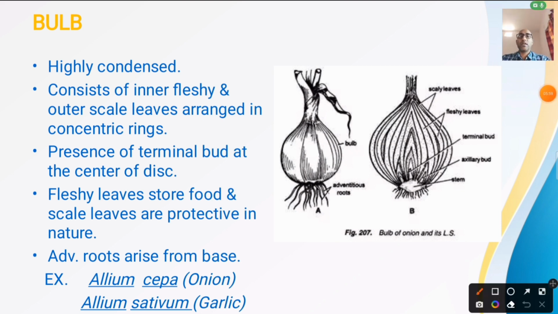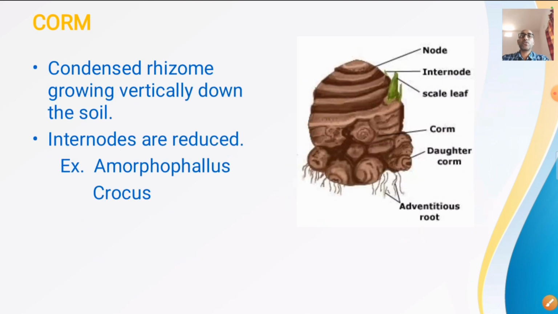Now let us see where the roots are developed. Here adventitious roots arise from the base of the underground stem, and the fleshy leaves are there along with the scale leaves. The scale leaves are protective in function and the fleshy leaves are meant for storage of food materials. Got it? Now let us come to the last one, that is the corm.